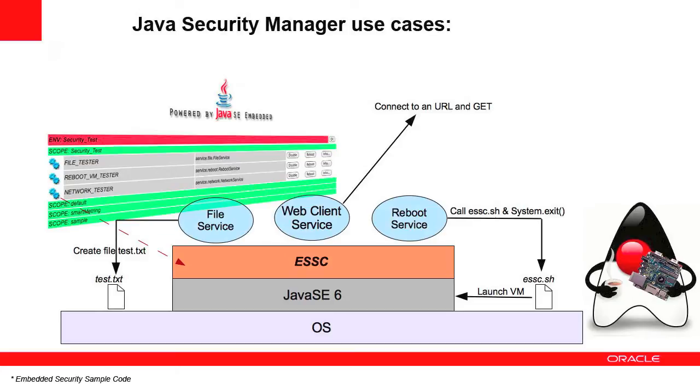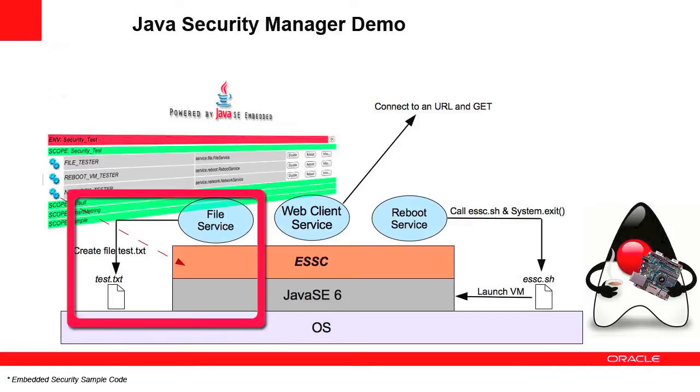The third service is a reboot service. It tries to kill and restart the Java VM by calling a shell script, which starts the VM and the framework. The script is escc.sh in our demo. We will now show the Java SC security demo.